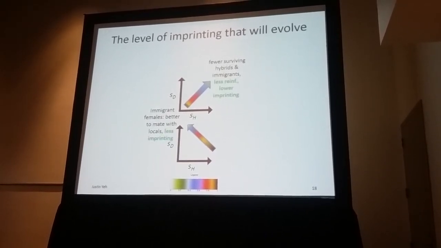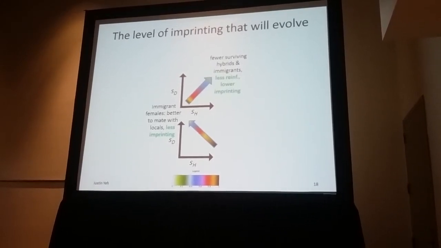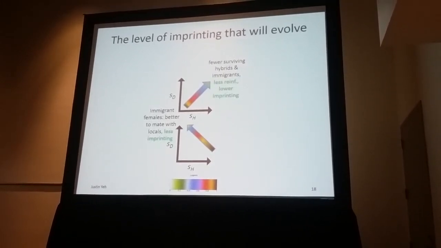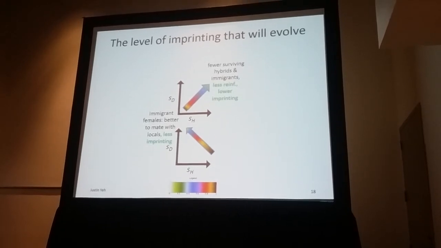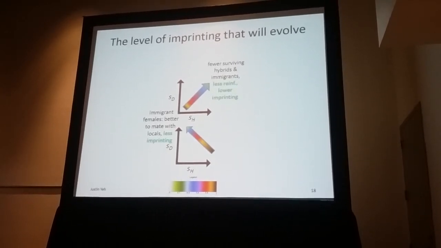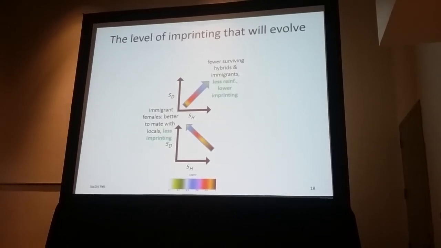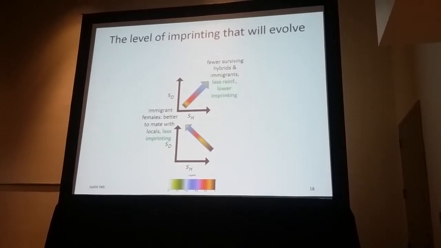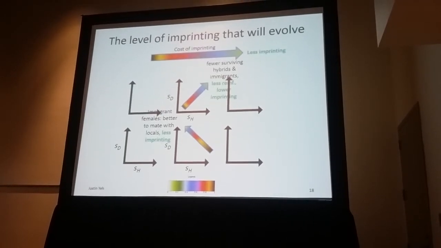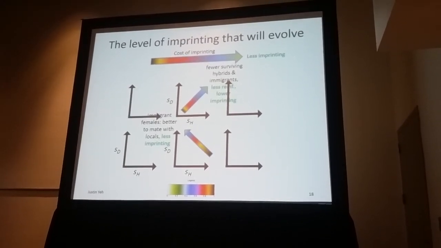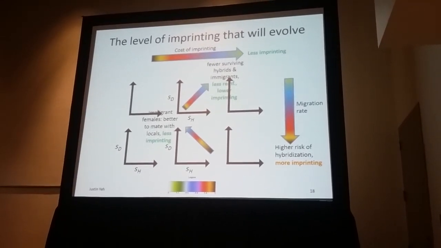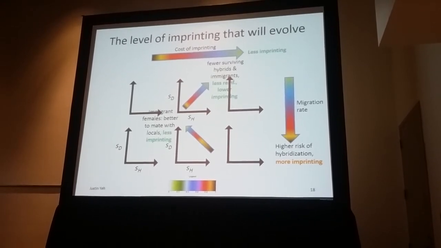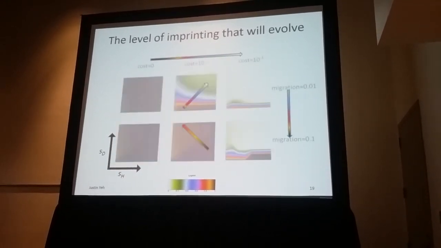The next thing is towards the top left, because selection against hybrids is low, so the immigrant females are not being penalized for hybridizing with the locally adapted males. And furthermore, because divergent selection is strong, that good genes benefit is relatively large. So because of that, there will be less imprinting evolved towards the top left. There will be 6 figures, and towards the right, the cost of imprinting is higher, and that should lead to lower imprinting. And the rows in the bottom have higher migration rate, which increases the risk of hybridization. So there should be more imprinting. So let me remove all that clutter and show you the actual graphs.